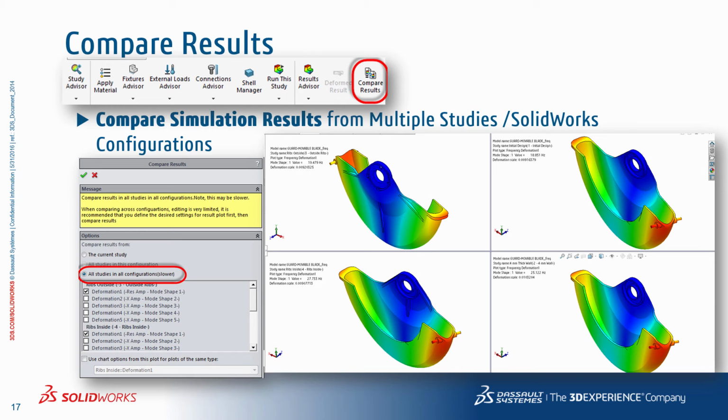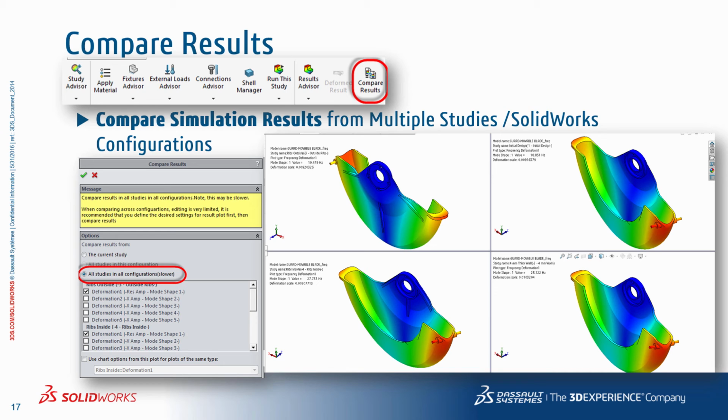The compare results is a very powerful tool to help display multiple result plots simultaneously in split windows. You can also plot and compare results between different simulation studies and across multiple SOLIDWORKS configurations. This option is best accessed through the SOLIDWORKS Simulation Command Manager as shown.